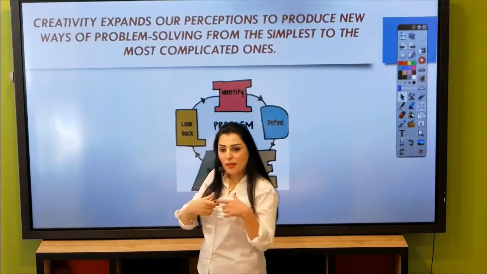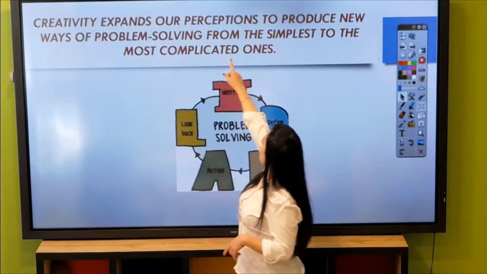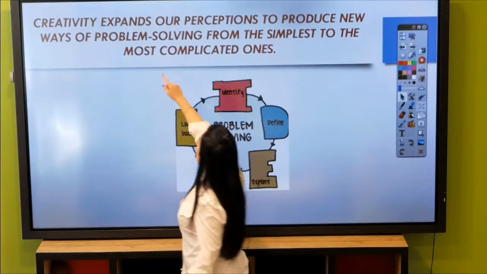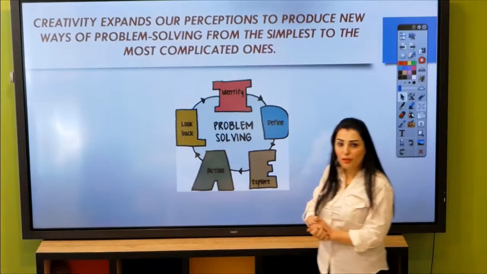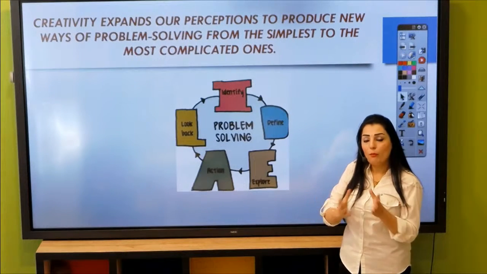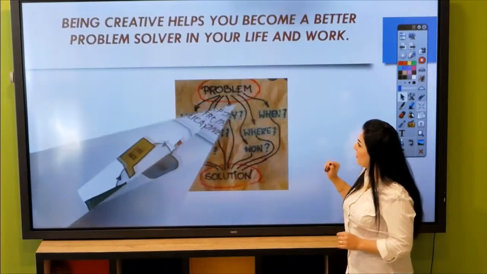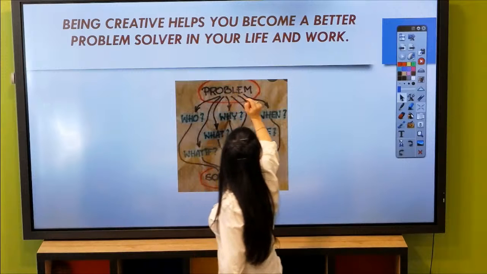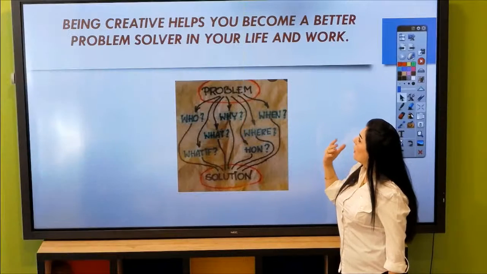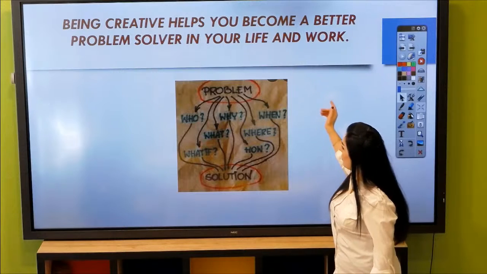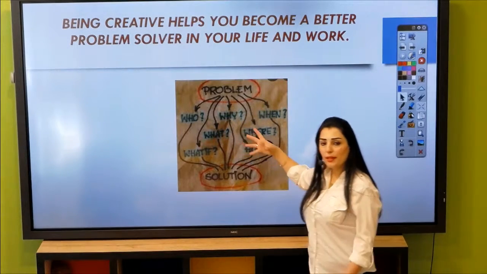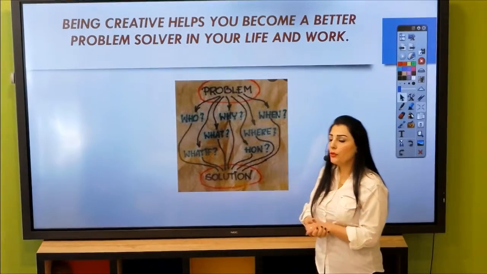Creativity expands, means makes wide, our perceptions. Perceptions means our beliefs, okay? Our beliefs or perceptions to produce new ways of problem solving from the simplest to the most complicated ones. So when you are creative, you will be able to solve most complicated problems. Being creative helps you become a better problem solver in your life and work. So when you are creative, you can do well in your life, in your work, in your study, etc. So we have many questions when you solve the problem about who, why. So you will search the reason of the problems, then you will try to solve it.